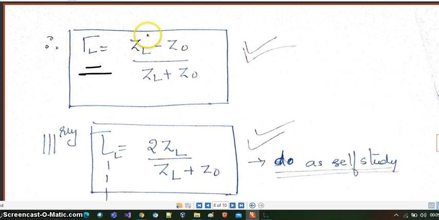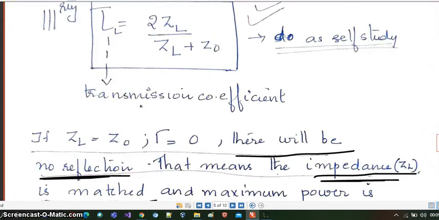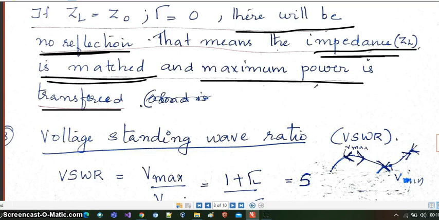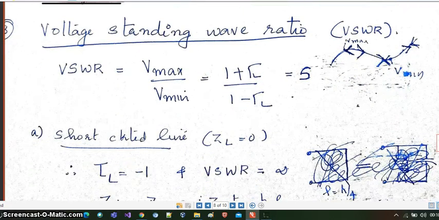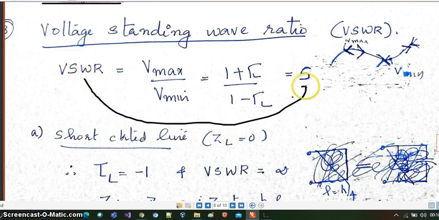So here this load impedance is matched with the characteristic impedance such that maximum power transfer happens. And that's all under reflection coefficient. Next we will see in terms of voltage standing wave ratio, VSWR. The VSWR is given by the formula V max by V min, which is equal to 1 plus tau L by 1 minus tau L in terms of your reflection coefficient. Then this VSWR is often represented using the alphabet capital S.